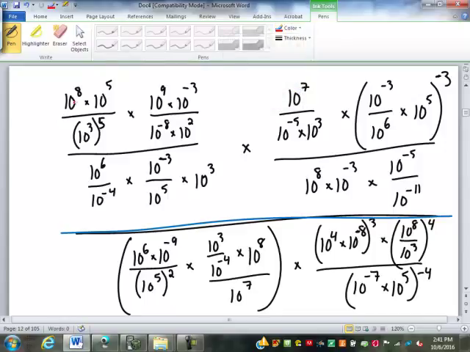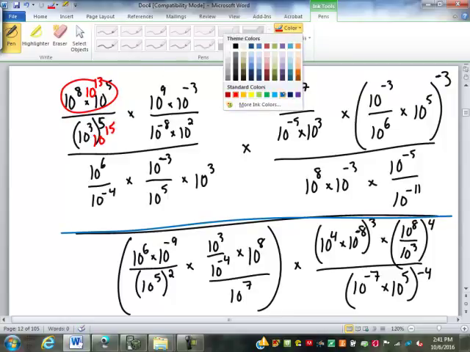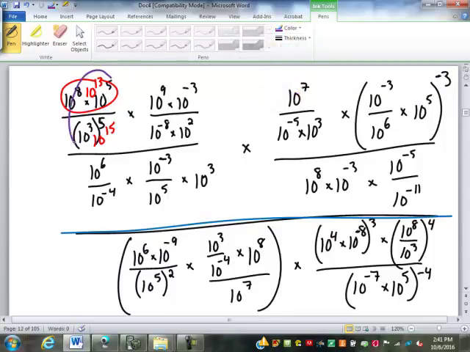So on the top here, we got 10 to the 8th times 10 to the 5th, that combines to make 10 to the 13th. 8 plus 5 is 13. On the bottom of that piece, 10 to the 3rd to the 5th power is 10 to the 15th. 3 times 5 is 15. Now I'm going to divide those two. 10 to the 13th divided by 10 to the 15th is 10 to the negative 2, right?